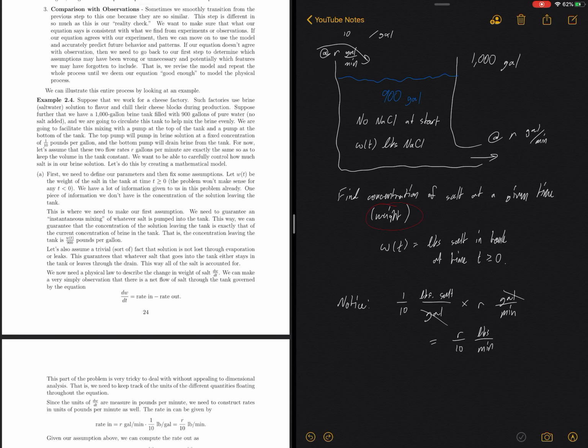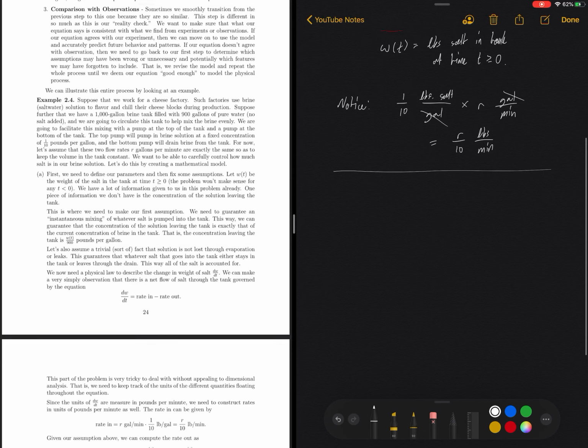Okay, so this is the whole reason why we want to get our flow rates at the entrance and exit in terms of concentrations rather than weights. So I need to know the concentration, in pounds of salt per gallon. How much salt is there in the tank per how much volume is in that tank? Well, we know how much weight there is: W of T pounds. But what is the volume of water in this tank at any given time?